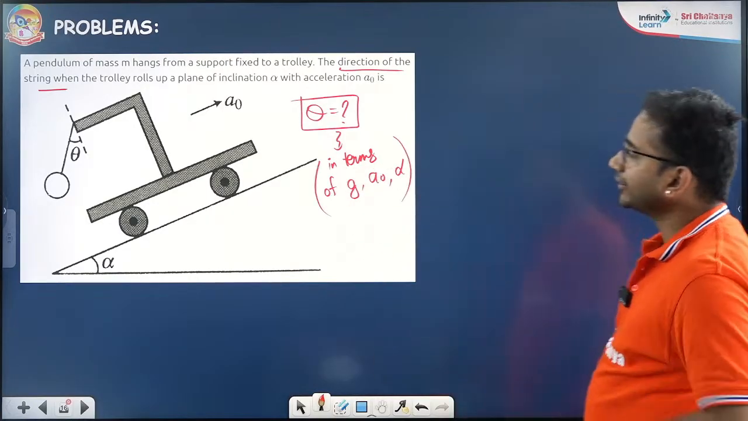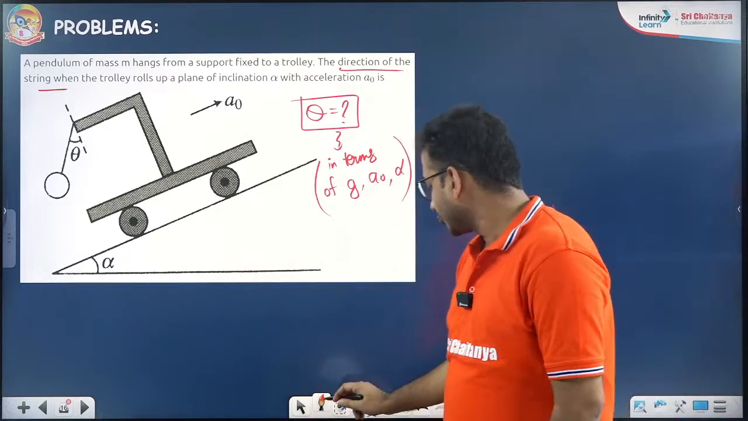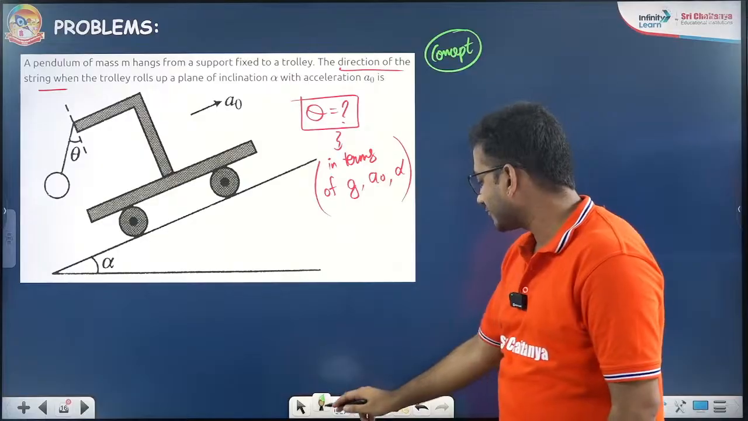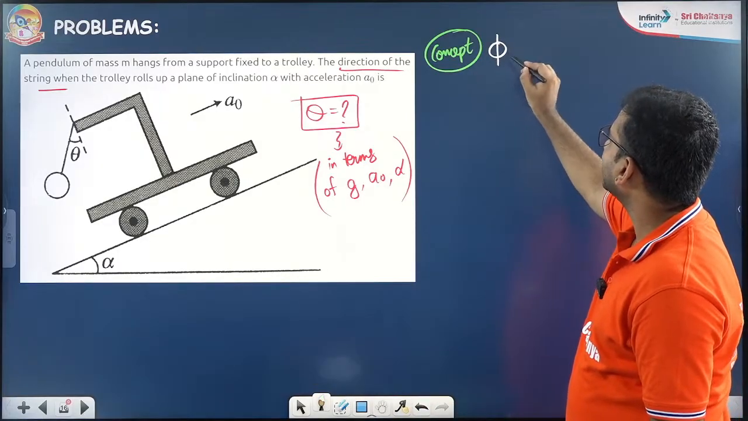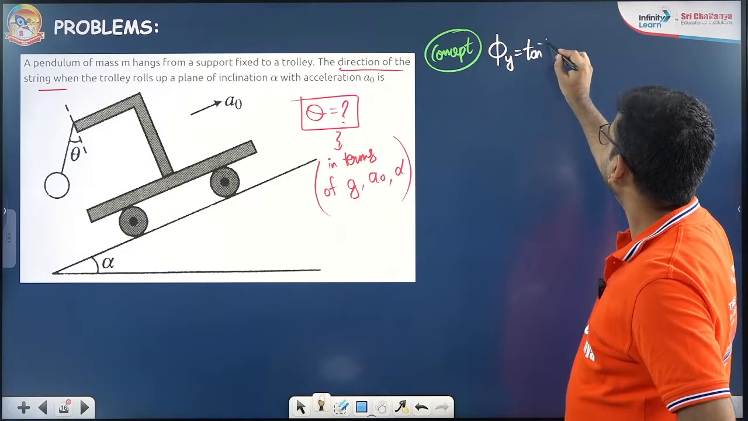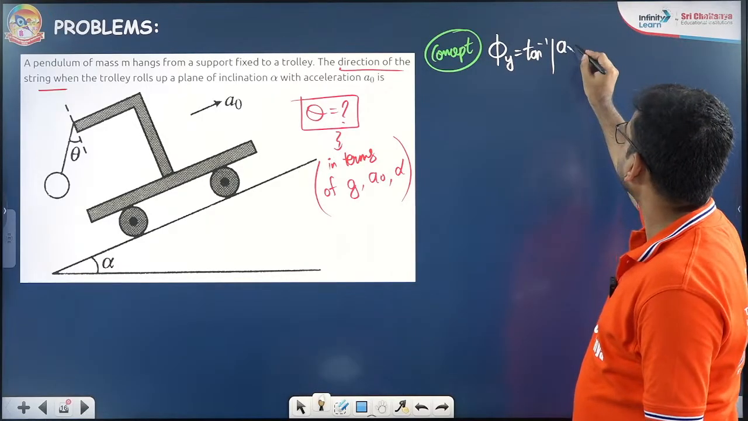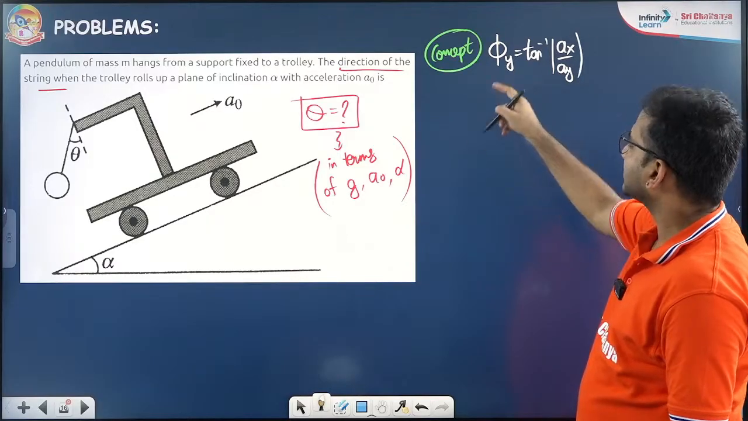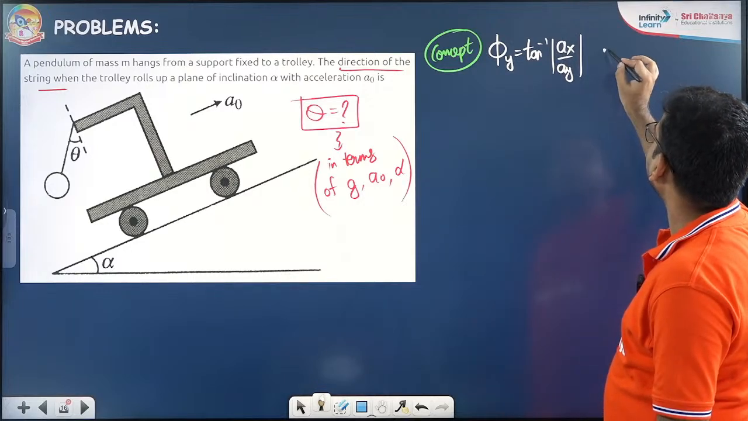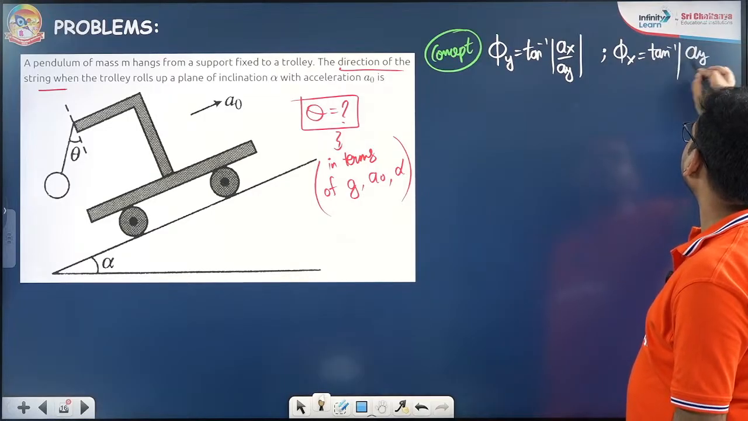Tell me the value of theta in terms of g, the acceleration of the wedge, as well as alpha, the angle of inclination. So the concept involved here, I'd like to give you a reminder of a basic vector concept. When you are writing the angle with the y-axis, then it is tan inverse Ax by Ay. With whichever axis you make the angle, that component must be coming in the denominator. And if you are writing phi with x, then that will be tan inverse Ay by Ax.